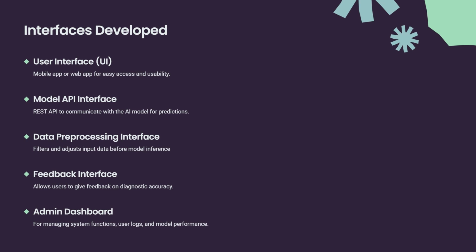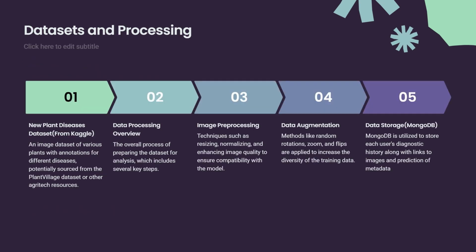And the admin dashboard is for the admins for managing the system functions, user logs, and model performance, overseeing the development of the website. Now that we have talked about the front end and back end parts, let us focus on the datasets and the processing. There are five major steps included in the datasets and the processing.